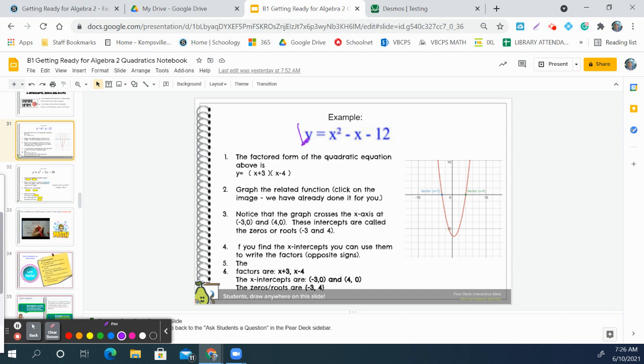How would we factor this equation? How do I get x plus 3 and x minus 4? What do I have to do? It's the question I ask. Absolutely. So first step is find the greatest common factor. Is there a greatest common factor if I have coefficients of 1? There is not. So then how do I factor it? What question do I ask myself with the 12 and the 1?